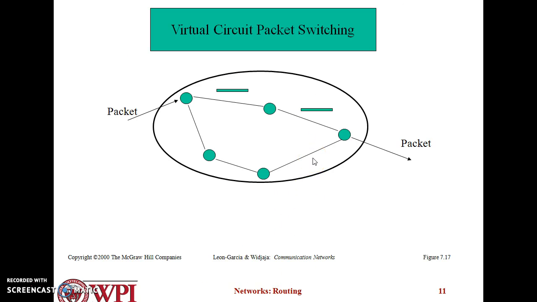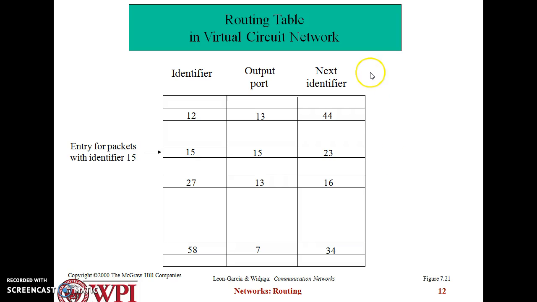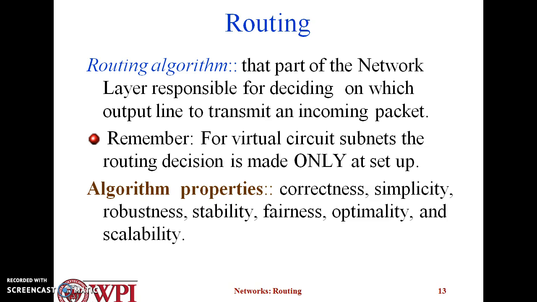Virtual circuits packet switching. A packet sent from the client arrives at the server. Again the routing table: the identifier, output port and the next identifier. So what is a routing algorithm? That part of the network layer responsible for deciding on which output line to transmit an incoming packet. Remember, for a virtual circuit subnet, the routing decision is made only at setup.